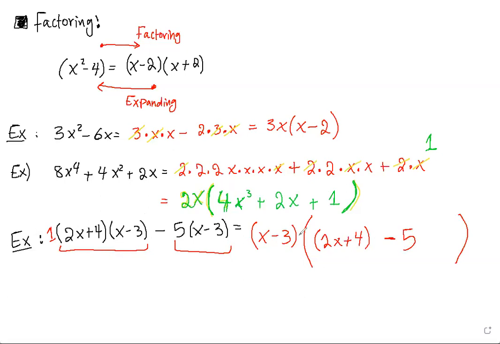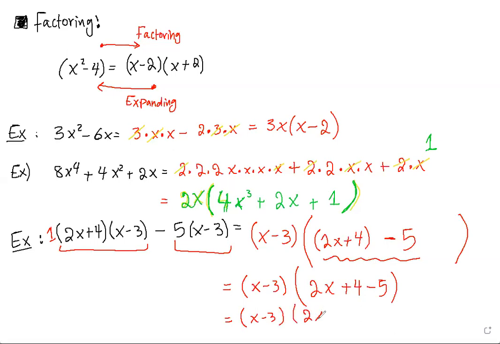Can I simplify these things more? Can I simplify this one? Yes, we have plus 4 minus 5, right? So what is the answer? x minus 3 times 2x plus 4 minus 5. I write it again: x minus 3 times 2x plus 4 minus 5, which is negative 1. So this is the answer. This is the factor for example 2.